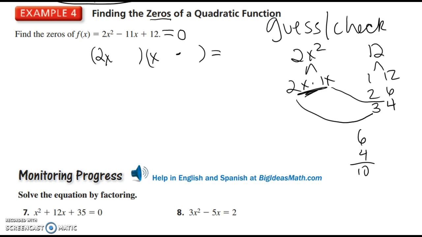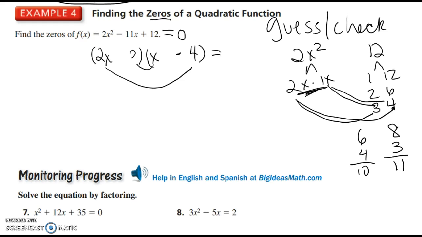That does not work. What if I did 2 times 4 and 1 times 3? 2 times 4 is 8, and 1 times 3 is 3. 8 and 3 together make 11. So that's going to work. What I need is the 2x times the 4 and the 1x times the 3.